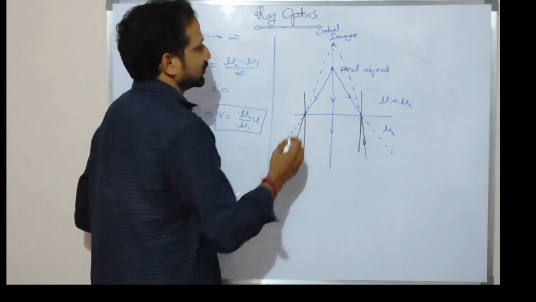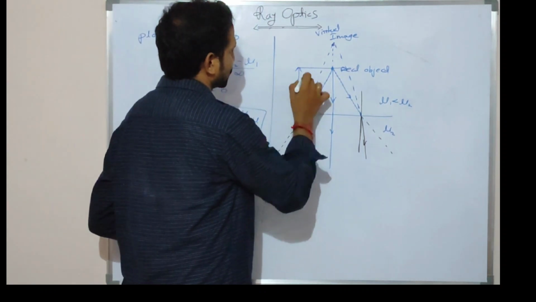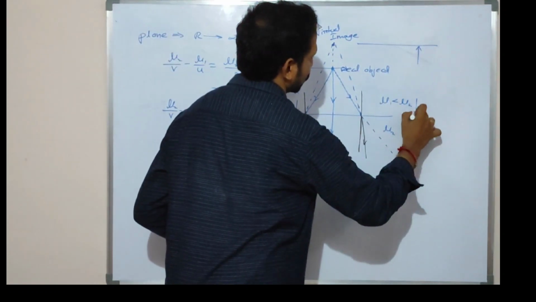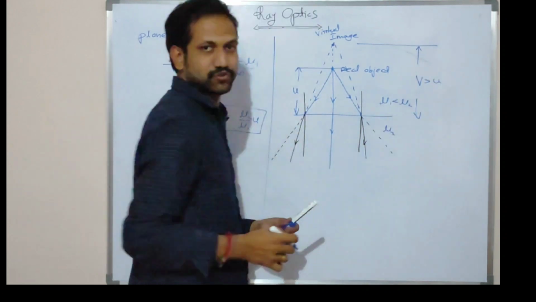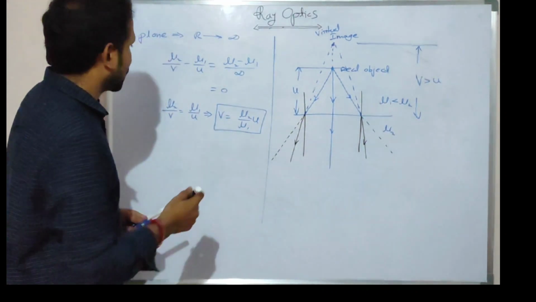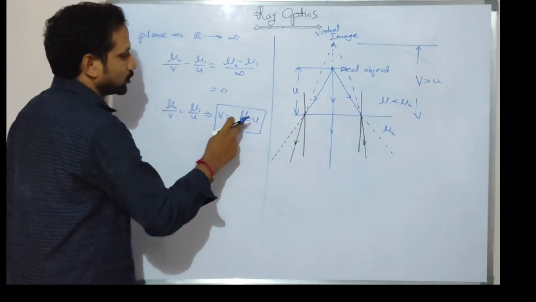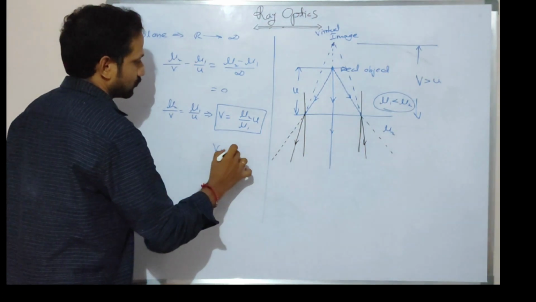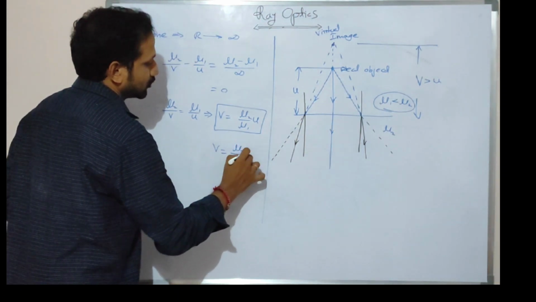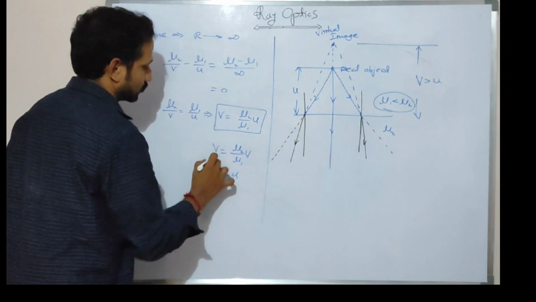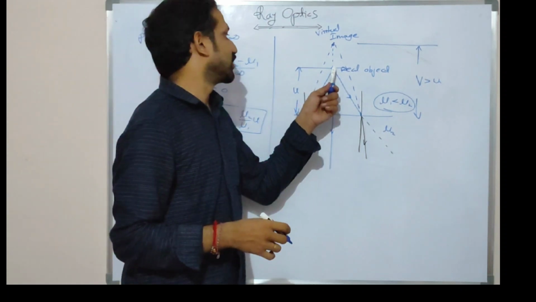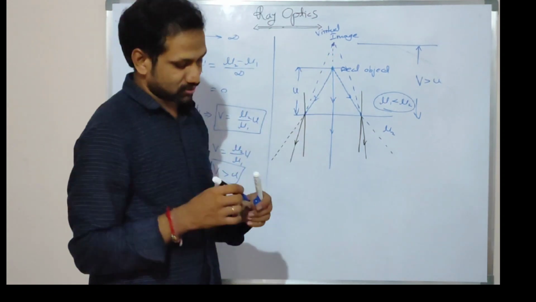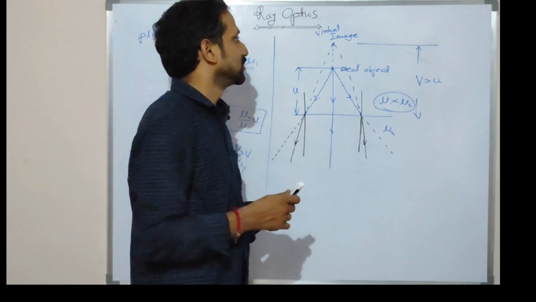Here you can clearly see that if the real object distance is u, then the image distance v is greater than u. That is obvious from the formula, because mu2 is greater than mu1. This gives mu2 by mu1 into u, which is greater than u. That means if the real object is in the rarer medium and it is being watched from the denser medium, the image distance will be larger than the object distance.